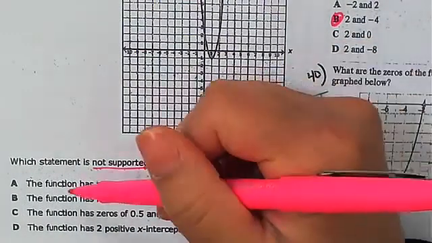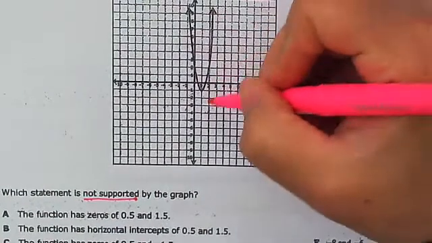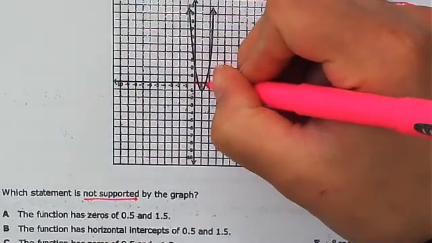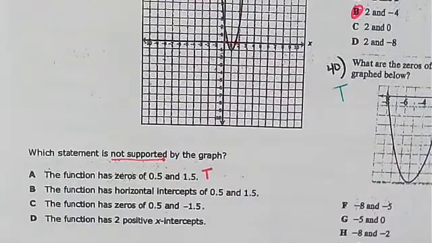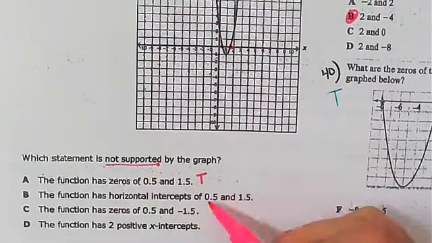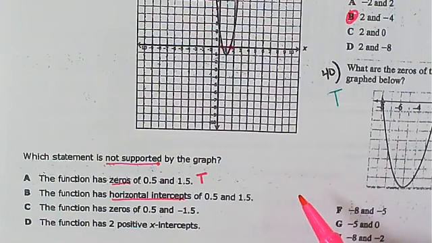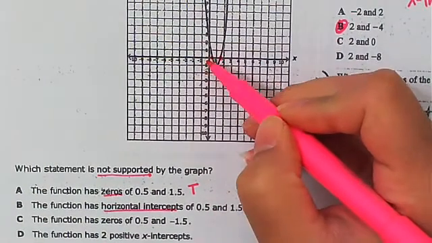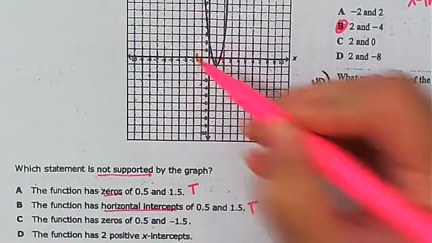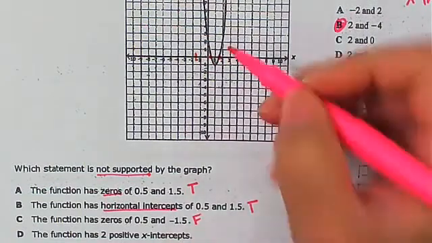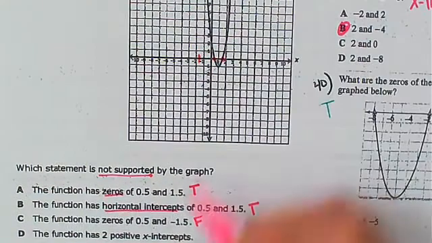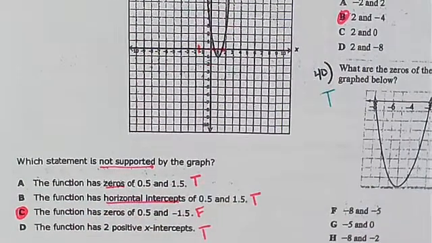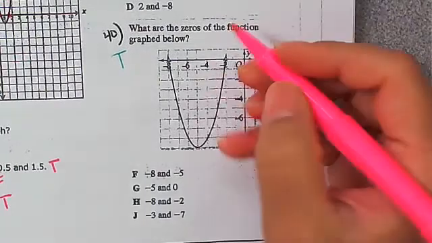Here's the graph. They even graphed it, but now you're looking for not supported, so something that is not true, right? The function has zeros 1/2 and 1.5. 1/2 and 1.5. Yeah, that's true. The function has horizontal intercepts of 1/2 and 1.5. Remember, zeros and horizontal intercepts is the same thing. They're still talking about the x-intercepts, so that's also true. The function has zeros 1/2 and negative 1.5. No, it didn't cross at the -1.5. It didn't cross here, so that's false. The function has 2 positive x-intercepts. Yes, it does. They both landed here, so the false one is C.